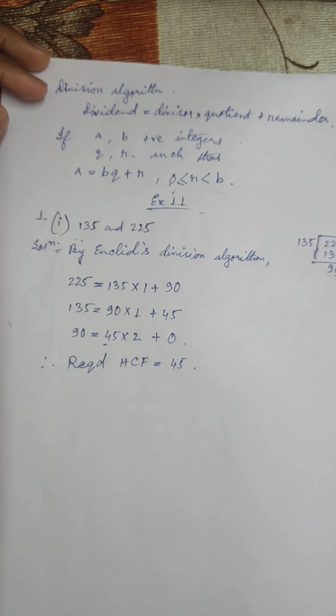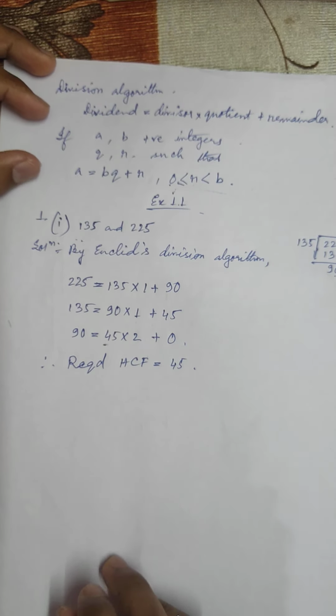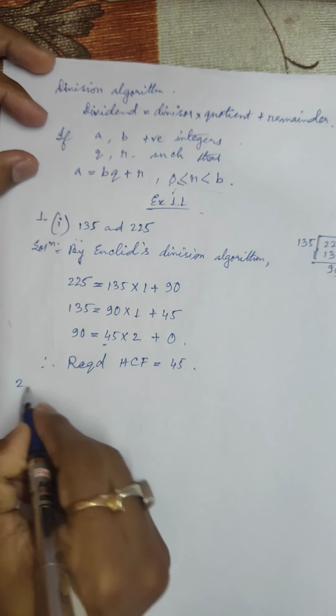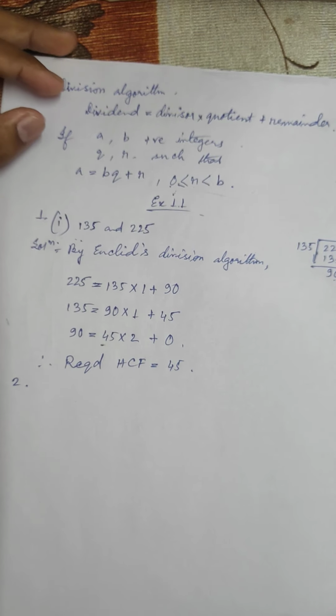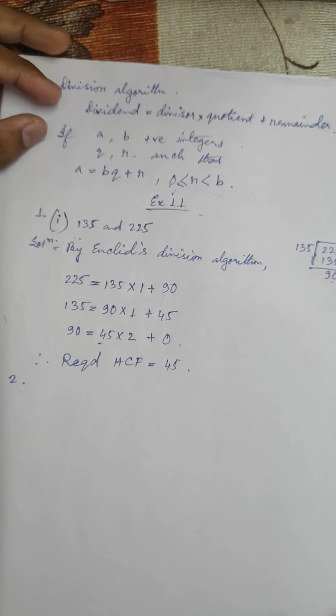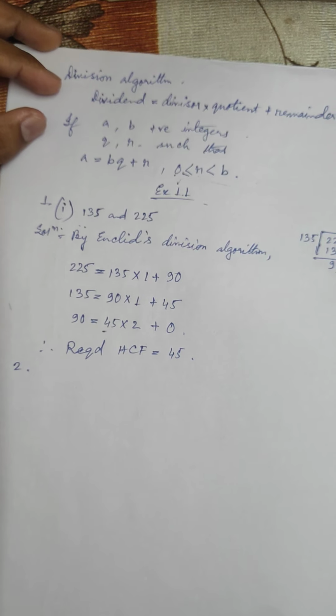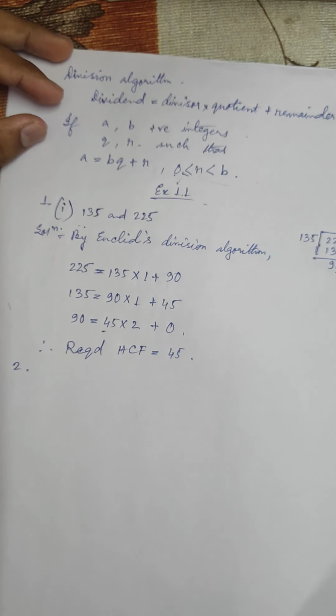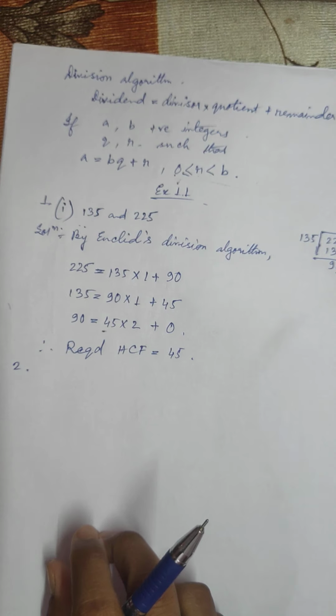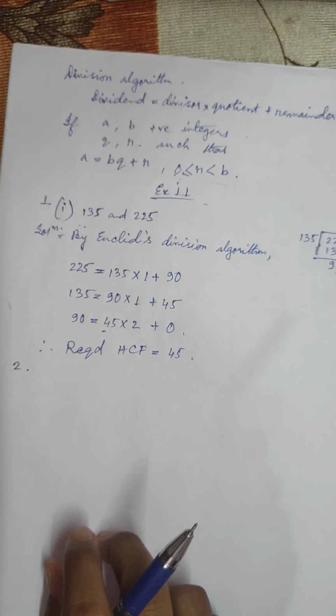In this way you can do the rest of the sums of number 1. Then let's see number 2. Show that any positive odd integer is of the form 6q plus 1, or 6q plus 3, or 6q plus 5, where q is some integer. This sum also we shall do using Euclid's division algorithm.